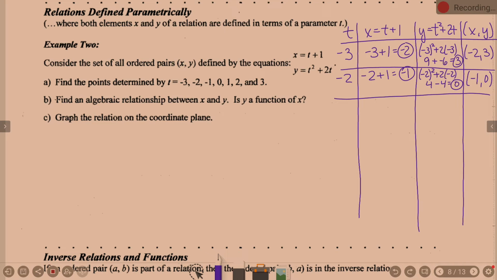Next t value is -1. Now, do you feel like you need to keep showing your work in the x and y columns? That's fine if you don't want to keep showing your work there. I wanted you to see where my magic numbers, they're not magic numbers, are coming from. But now I'm going to put in negative 1 plus 1, which is 0. Negative 1 squared plus 2 times negative 1 is 3.